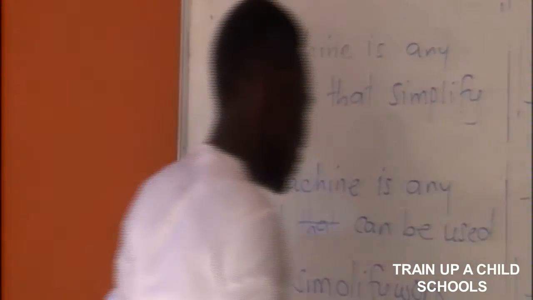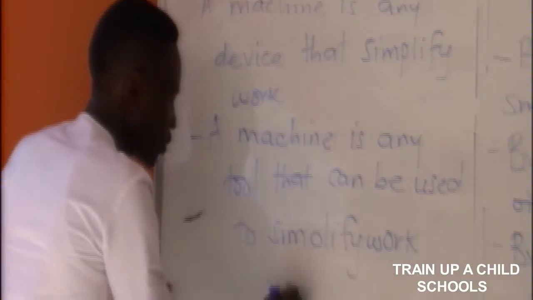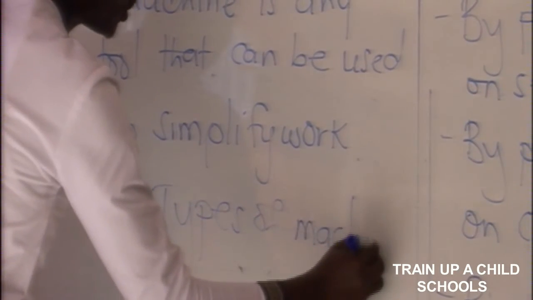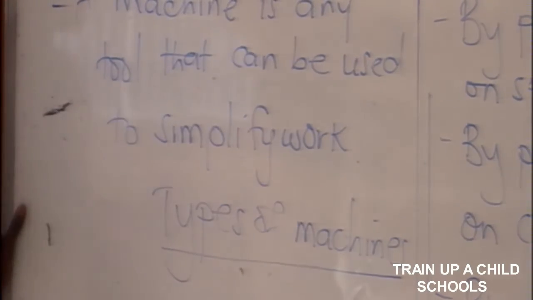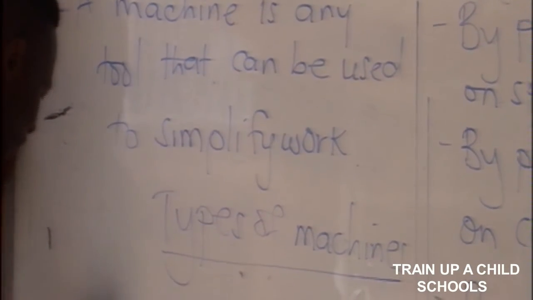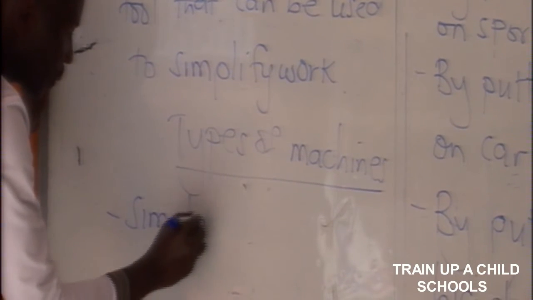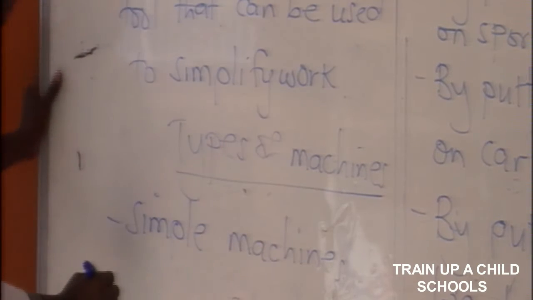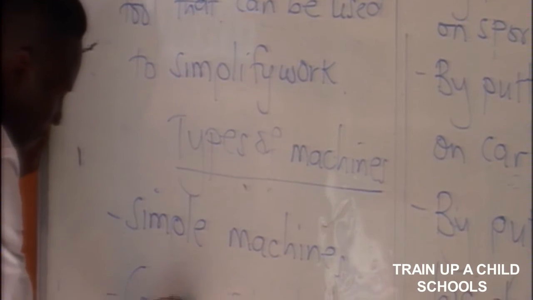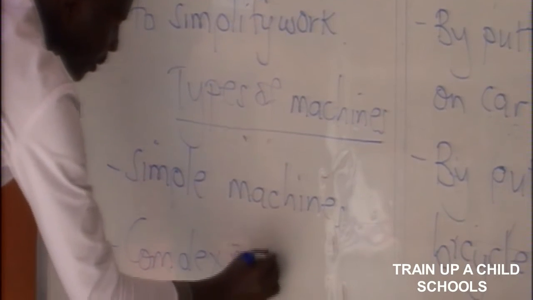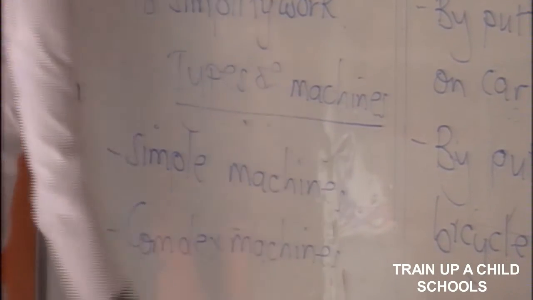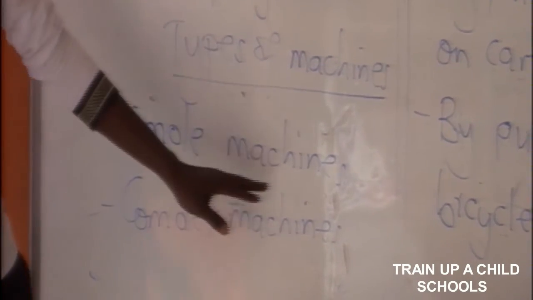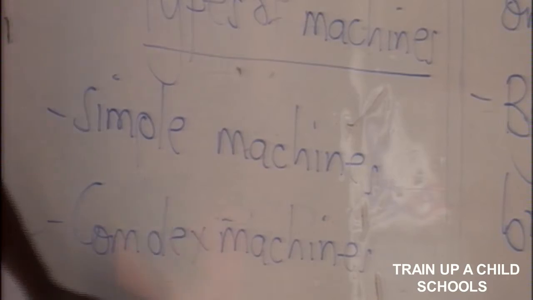We want to look at types of machines. Basically, there are two types of machines. We have simple machines and complex machines. So these are the two types of machines. These are not examples of machines. These are types of machines.